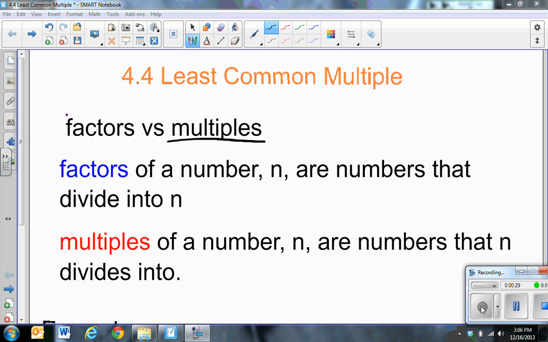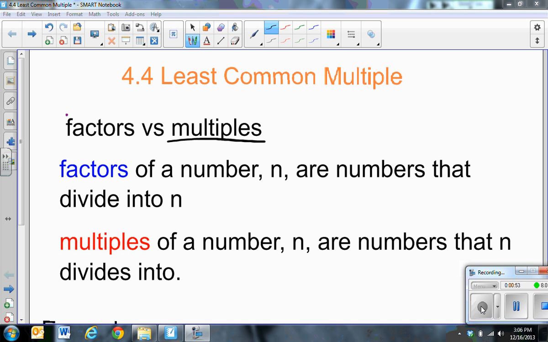Okay? So if we talk about, for instance, the number 10, what are its factors? Well, 1 and 10 and 2 and 5 are its factors. Those are numbers that divide into 10. When we talk about multiples of a number, we're talking about numbers that that number divides into. So now when we talk about multiples of 10, we need 10, 20, 30, 40, 50.